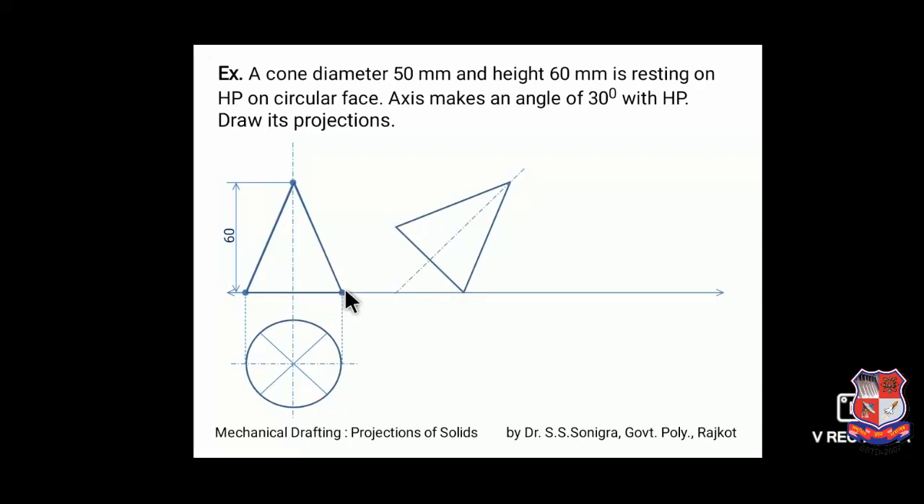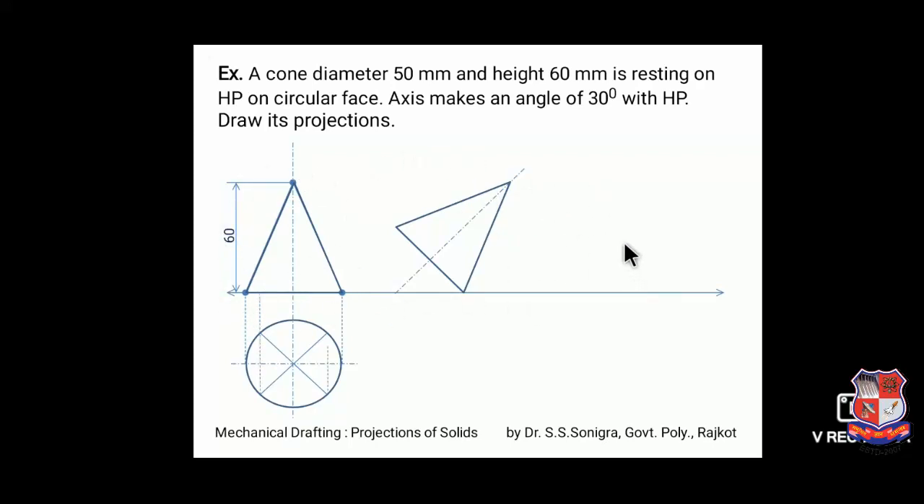And on this line, locate this distance. This distance is say 50 mm. So from this point at a distance of 50 mm, mark a point over here. Then the midpoint of these 2 points is somewhere here, and from that midpoint draw an axis, and this axis is at an angle of 30 degree with the XY line. Then this height is 60 mm. So from this point, mark a point at a distance of 60 mm on this axis, and this is the apex point. Join this point with this point and this point with this point. So we have redrawn this triangle over here.